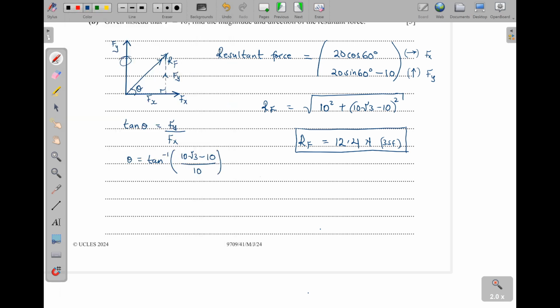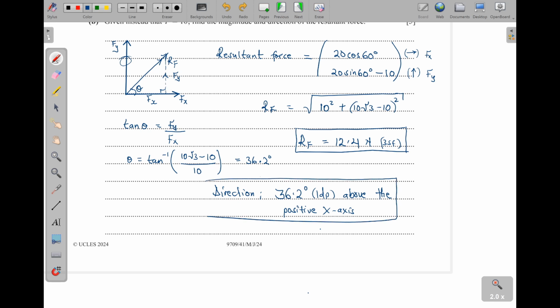to 3 significant figures. So we can write direction, this is how you write it, 36.2 degrees, that is to 1 decimal place, above the positive x-axis, because it is here, it's above. So that is that. Question 3.